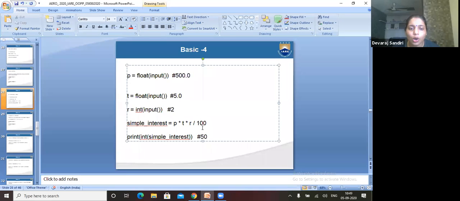Okay, PTR by 100. This is nothing but, in PTR you have to keep in one bracket. That's it. In PTR, because all multiplications keep in one bracket or divided by 100. Okay, all of you see here, PTR you have to keep in one bracket. Then the computer will understand properly. Keep these 3 we have to multiply first. After that we will divide.